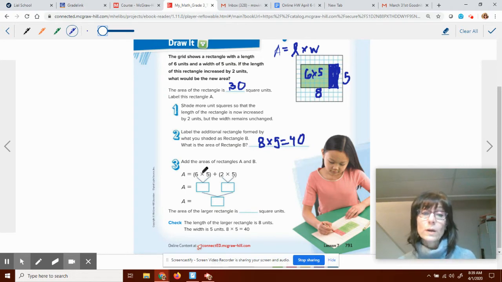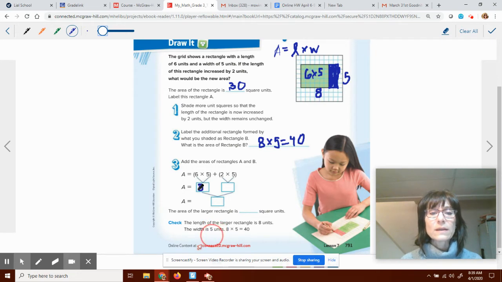They're showing you on step 3 what we simply did, but they're showing you using the distributive property. Remember, we've got symbols. We've got the parentheses telling us what to do first. So I know I need to do what's in parentheses. We did 6 times 5, which was 30. We added 2 more units. So then this was 2 times 5, which gave us 10. We know then that 30 plus 10 is 40. And your area of rectangle B, or the new rectangle, is 40 square units. So we'll put that down there.